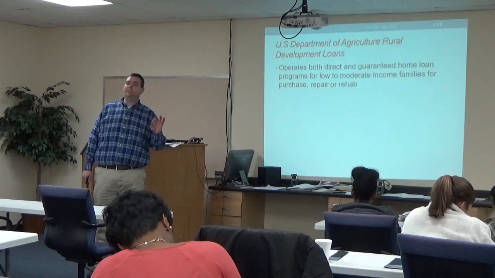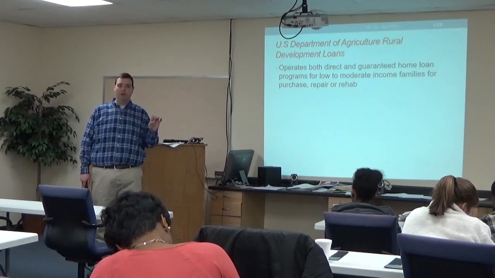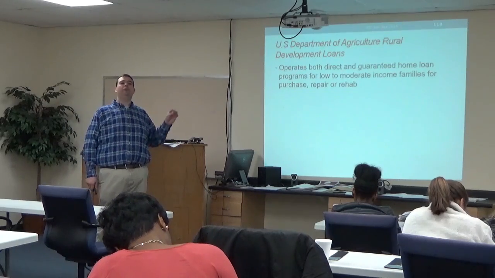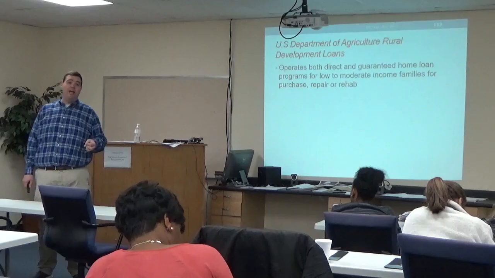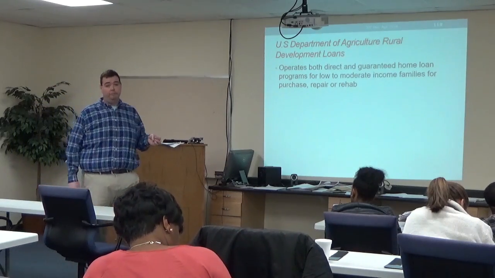So not only does the borrower have to qualify, the property also has to qualify. They will only make this loan in certain areas. You have to go on the USDA website and search the address to see if it's in an eligible area.